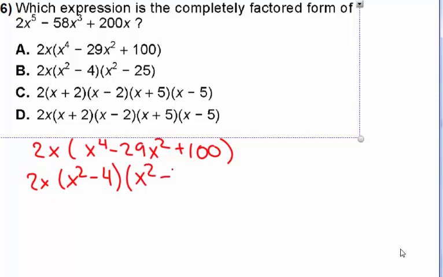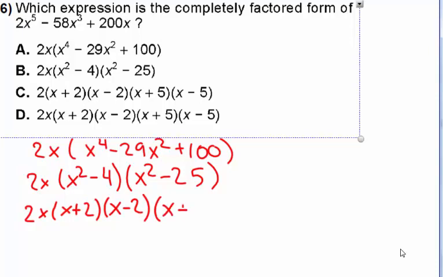We get x squared minus 4 and x squared minus 25. Now we can break this down even further because we have something squared minus something squared. And now we have it completely factored. The answer is D.